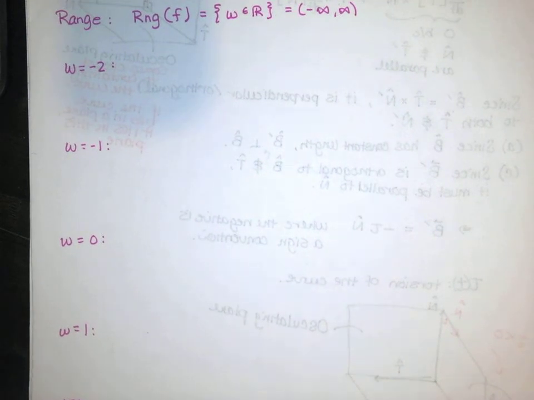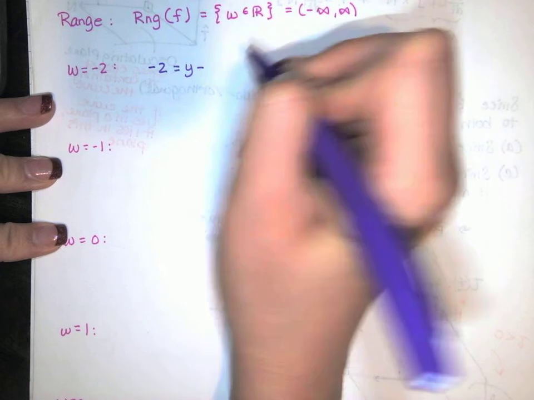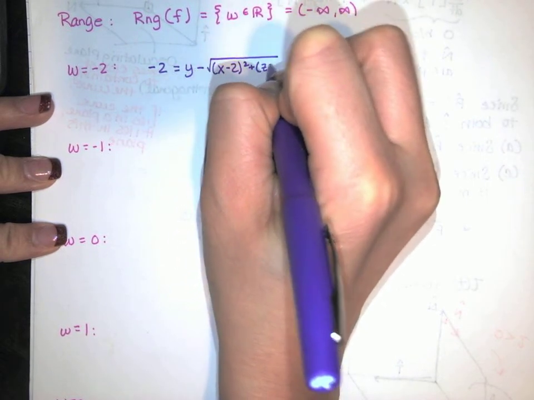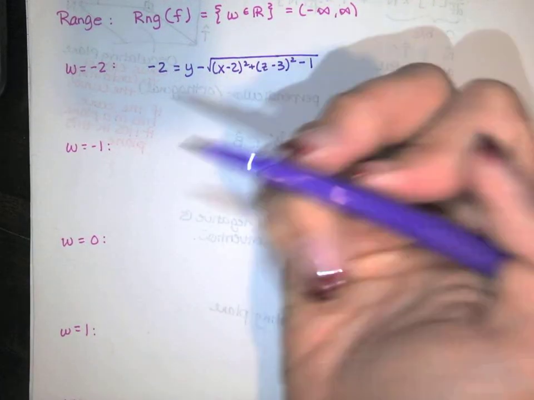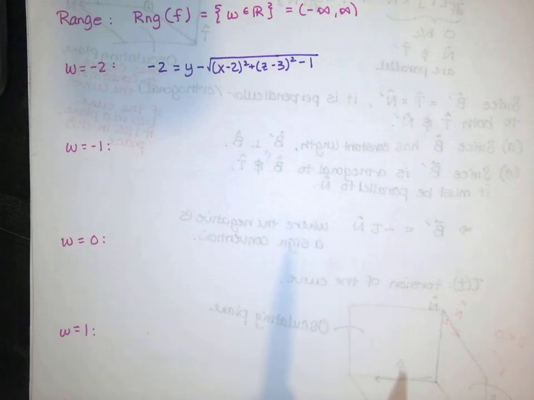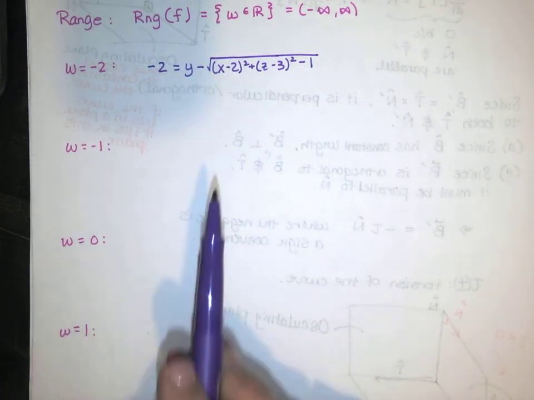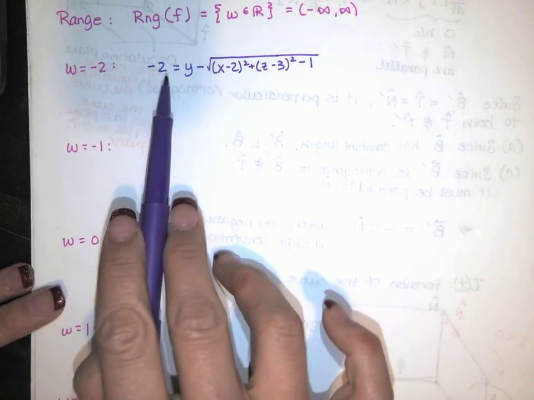Okay, so let's see what w equals -2 looks like. So I have -2 equals y minus the square root of (x minus 2) squared plus (z minus 3) squared minus 1. Now it looks a little bit ridiculous, but the reason for that is I wanted it to be a level surface of something that we were familiar with from an earlier chapter. And I didn't want that center to be at the origin, so I did this thing with the -2 and the -3. So that's why it looks a little weird.